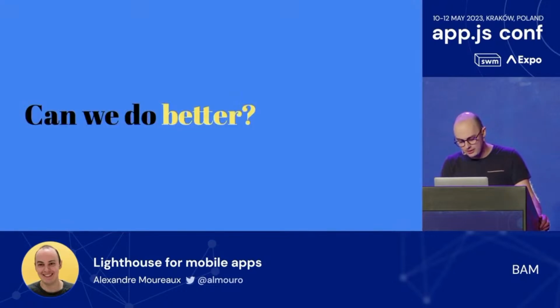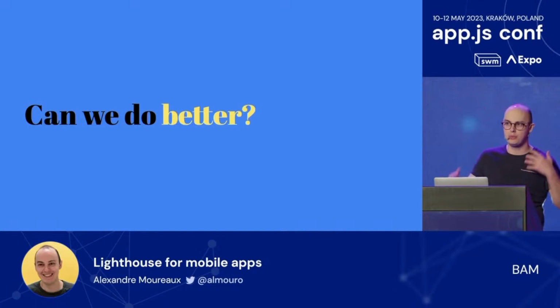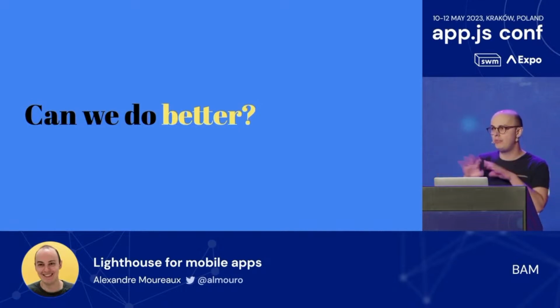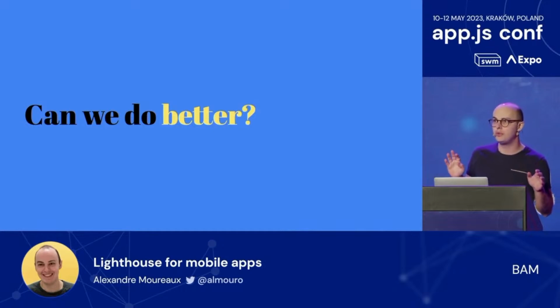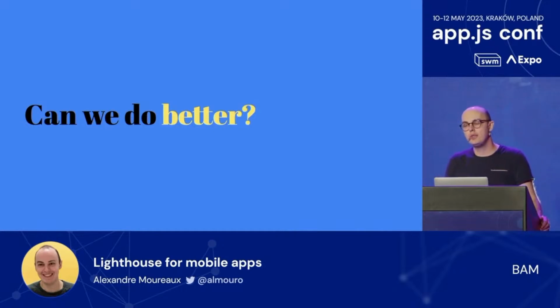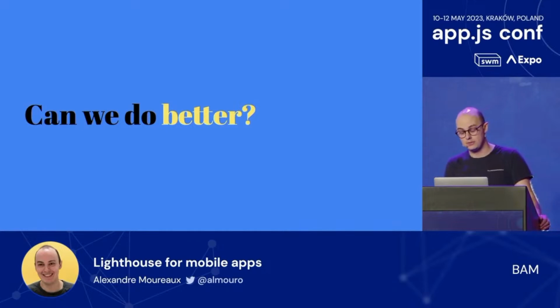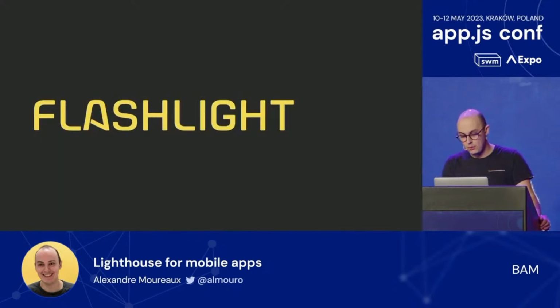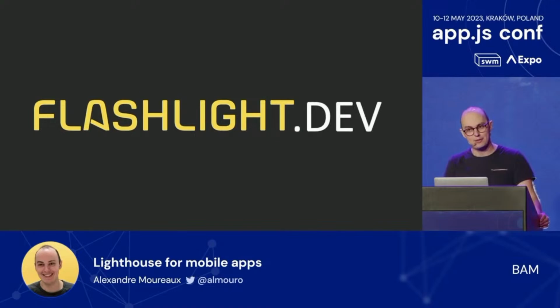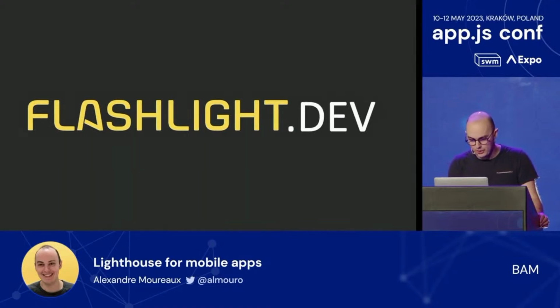All right, but can we do better? Because if you think about it, Lighthouse, the promise was simple. You take any website, you pass it, and boom, performance score. Wouldn't it be nice if we could just take any app, pass it to something, and get a performance score? Well, I'm very happy today, this is what I'm most thrilled about today, to present to you Flashlight.dev. And let me show you how it works.